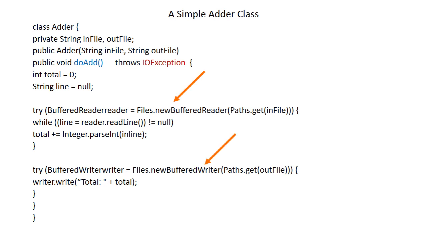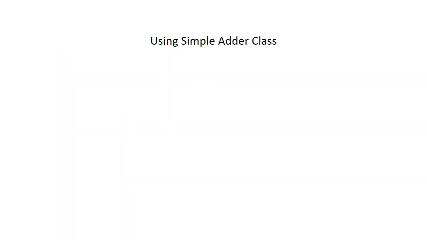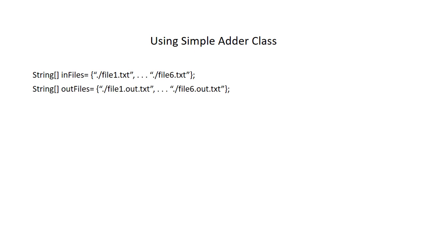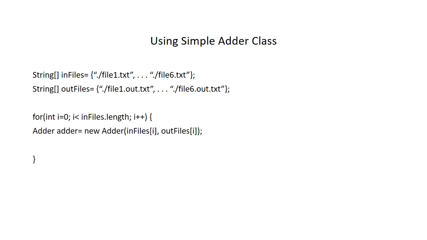Now we are going to use the adder class in another place. We create a string array for input file names, that is file 1 to file 6. Another string array for output file names, creating a loop. Inside the loop, we create objects that read 6 input file names and output file names. After that, we call doAdd method that performs the addition. Since doAdd method throws IO exception, we handle it here. The program is written as a single-threaded application.